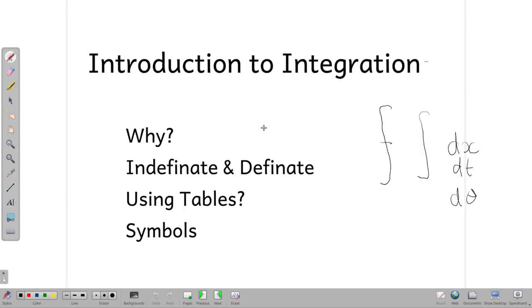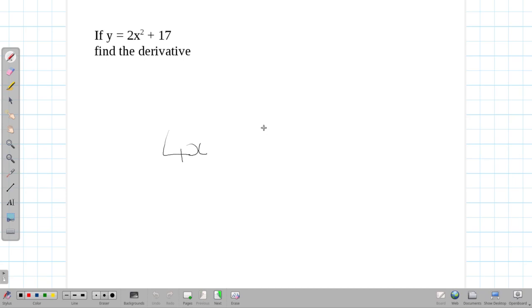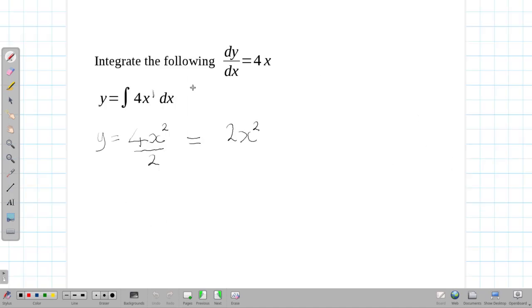Let's have a look. 2x², but you may spot that I've got a 17 there. I haven't got that here. So what the convention is, we need to define that there could be some other information that's missing that we don't know what it is. So we have to write in something to cover it. So what we do is we put in the letter C for constant.